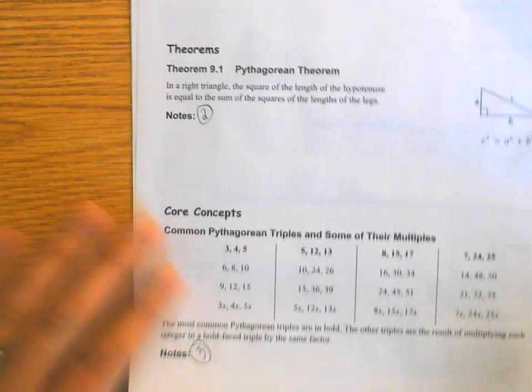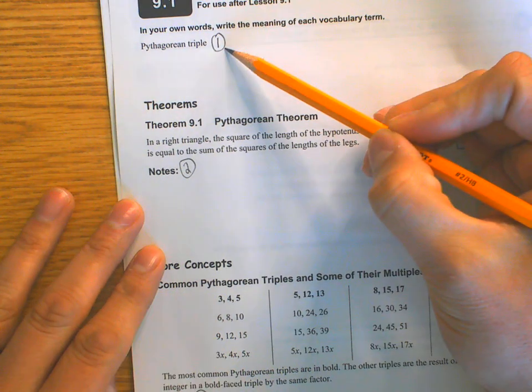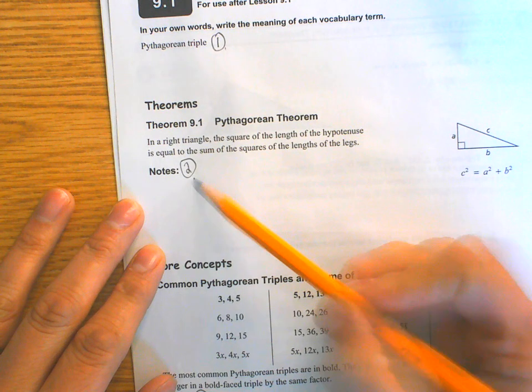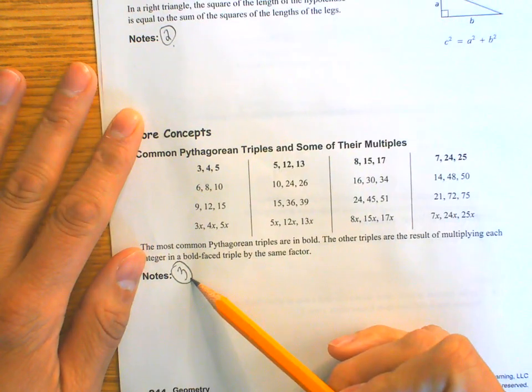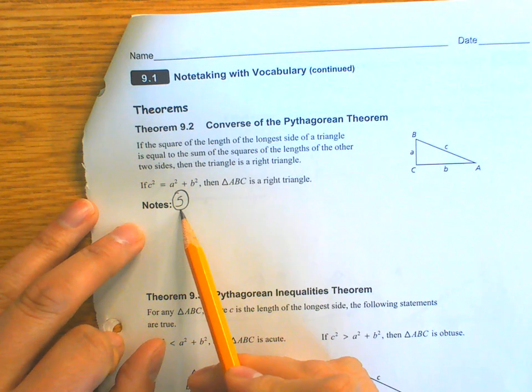Now, on page 244, please make sure you write down where the problems are going to go. Problem 1 goes here. This is on page 244. Problem 2 goes here. Problem 3 goes down here. And on the next page, on page 245, number 5 goes right there.